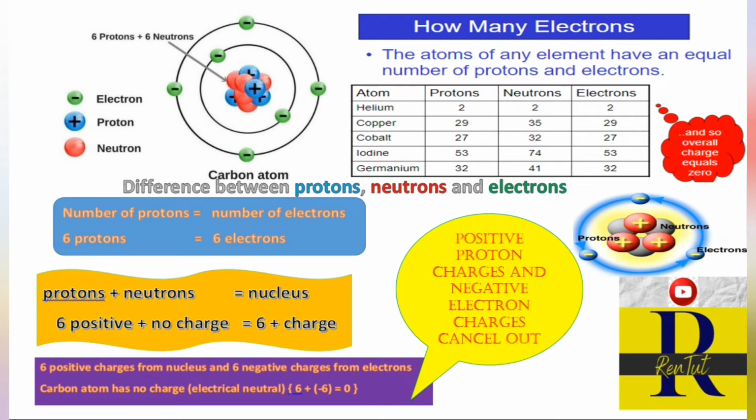The first rule is about the number of protons in any element. Now we have taken, for example, the carbon atom. In all the elements, the number of protons and the number of electrons, that is rule number 1, are always equal. So in the carbon atom, you can see there are 6 protons and 6 electrons as well.